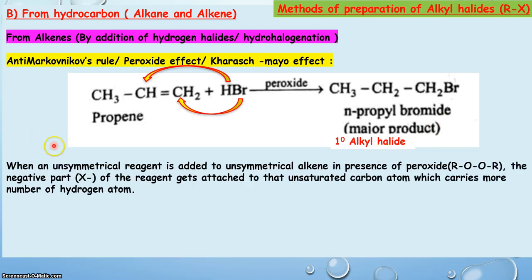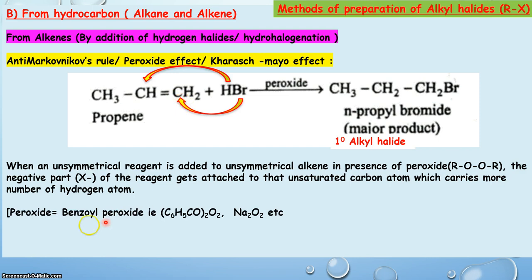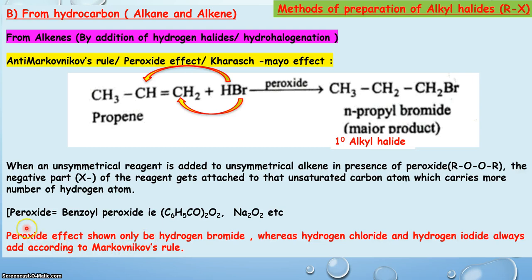So the statement of the anti-Markovnikov rule or peroxide effect is: when an unsymmetrical reagent is added to an unsymmetrical alkene in the presence of peroxide, the negative part of the reagent gets attached to that unsaturated carbon atom which carries more hydrogen atoms. The peroxide may be benzoyl peroxide or sodium peroxide, etc. Here the most important factor you have to remember is that the peroxide effect is shown only by hydrogen bromide, whereas hydrogen chloride and hydrogen iodide always add according to the Markovnikov rule.